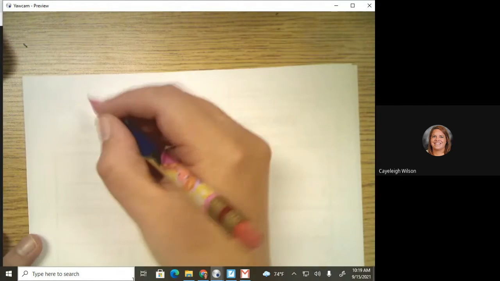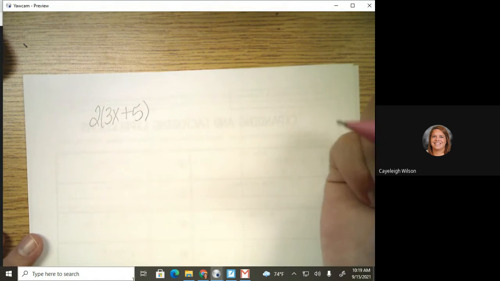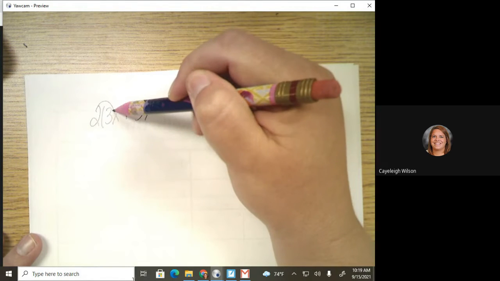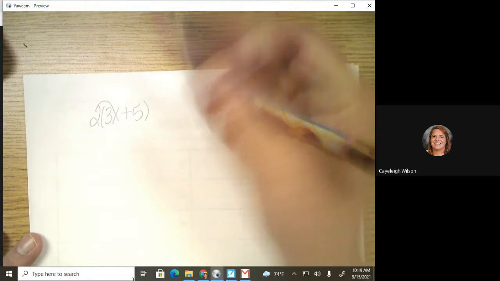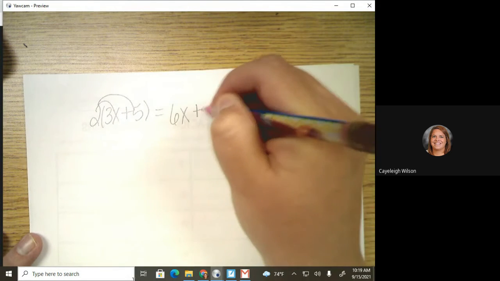Before we get to our notes today, a couple things that I want to talk about are what we did yesterday. So yesterday we talked about the distributive property, okay? And the distributive property says that if you have a number out front, then you multiply it into each term inside that parentheses. So like when we had 2 times 3x plus 5, I distributed, right? I did 2 times 3x. And what is 2 times 3x? 6x. And then I did 2 times 5, which is 10.